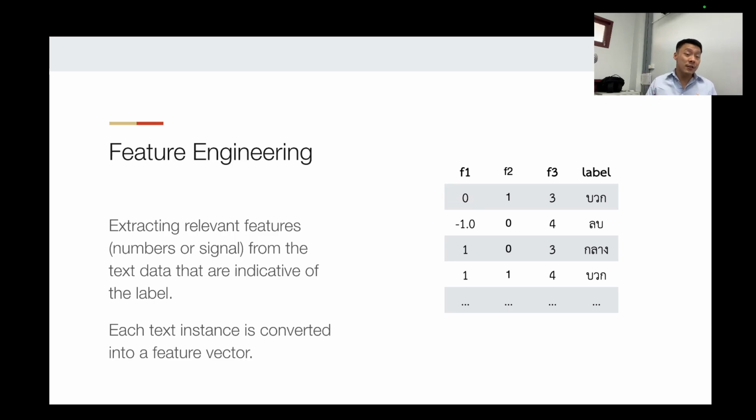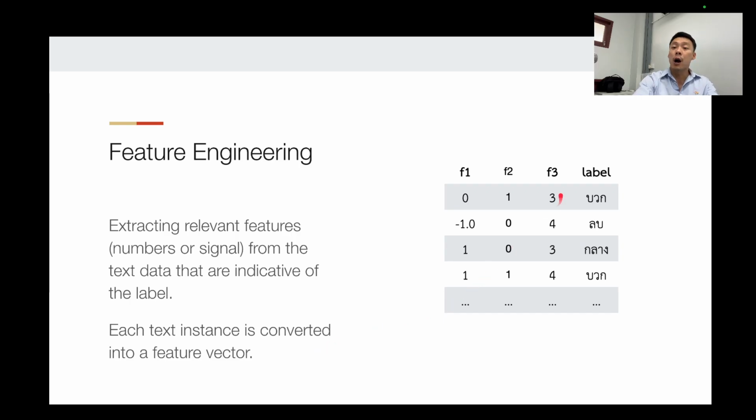Making a feature vector is called feature engineering. If you have a piece of text, you have to turn it into numbers. So each document could be 0, 1, 3, the other one might be -1, 0, 4, 1, 0, 3, 1, 1, 4. That's what we're going to work with. We're going to throw the string away because strings are not meaning. We want to extract something that keeps the meaning of the string, and that's what NLP models are all about, because language is hard.